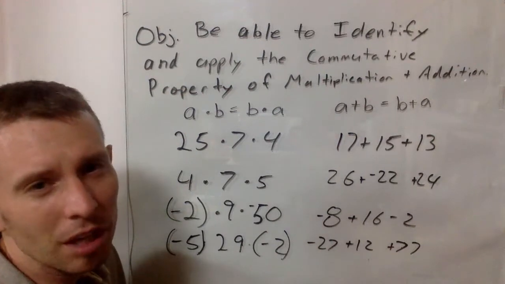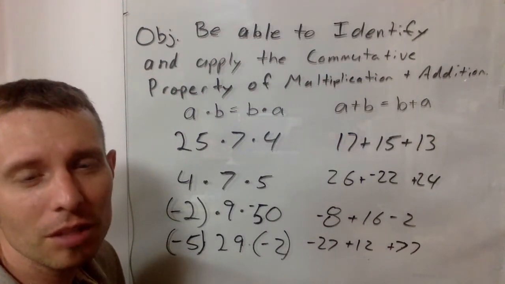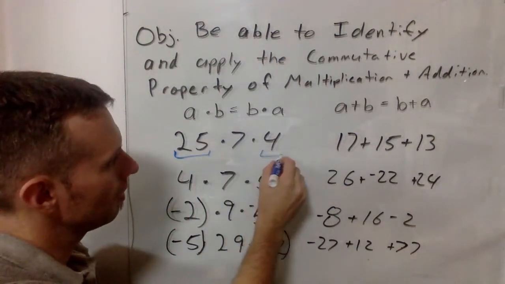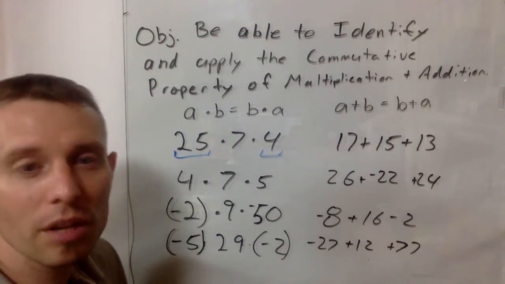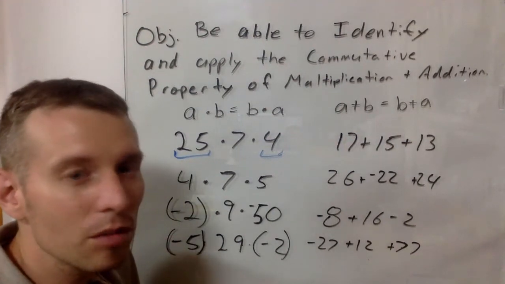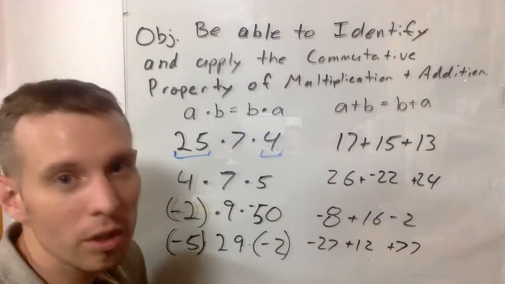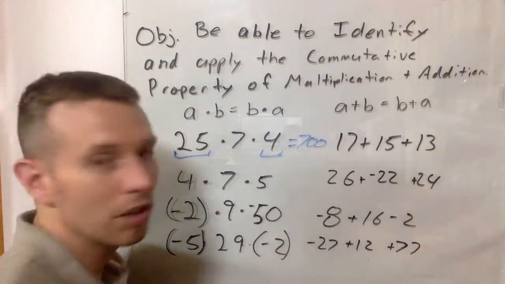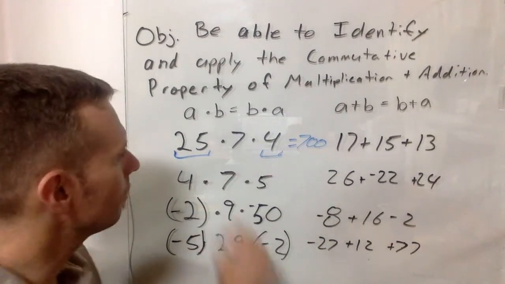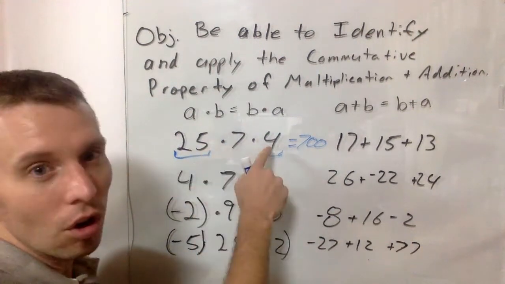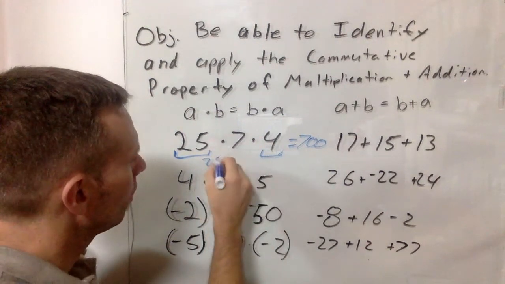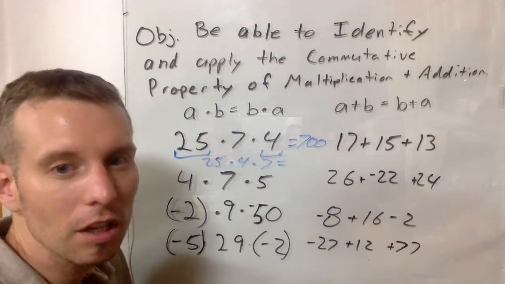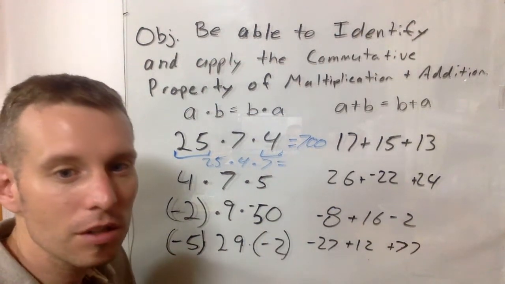25 times 7, I mean, I guess I can do that in my head. It's 175, but for some people that's not that easy. But I know what is easy, 25 times 4. If we do that first, 25 times 4 is what? Very good, 100. And what's 100 times 7? Well, that's 700. So the commutative property would say instead of doing it in order, since it's all multiplication, you can go ahead and do 25 times 4 times 7. And again, that's 700. You can do that very easily in your head.